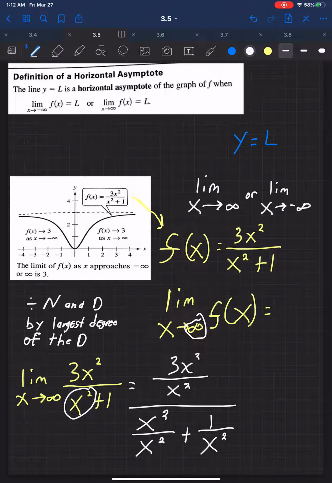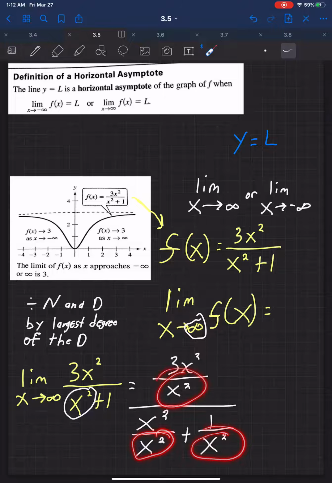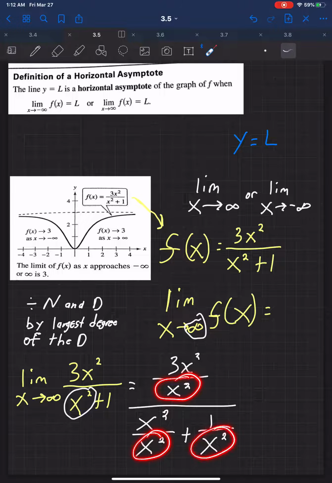Now, can you follow me that what I did is I just divided everything. I divided the 3x squared, I divided the x squared, I divided the 1. See how everything is getting divided by the same term? Everything is getting divided by the same x squared.